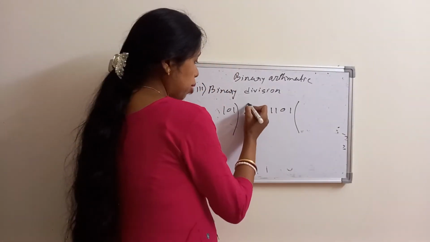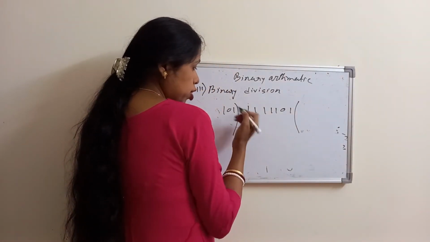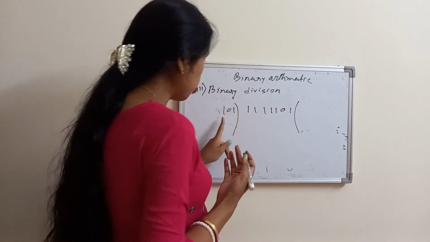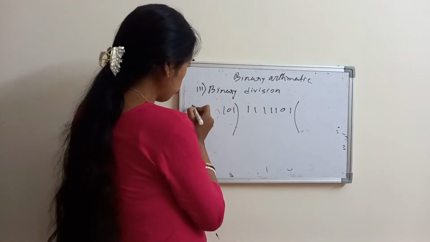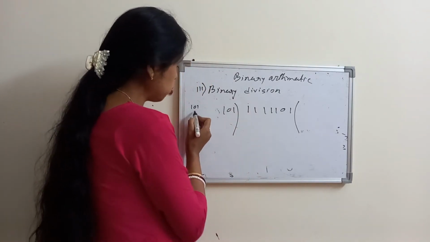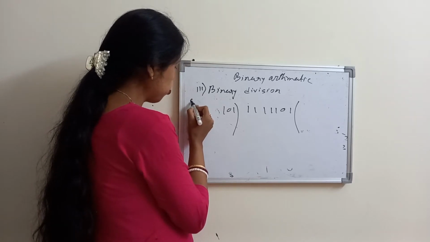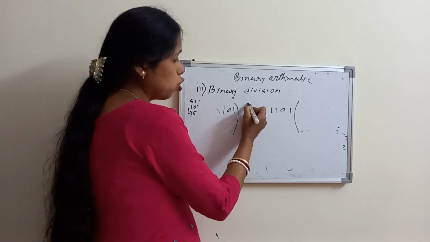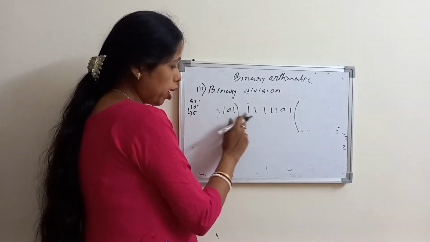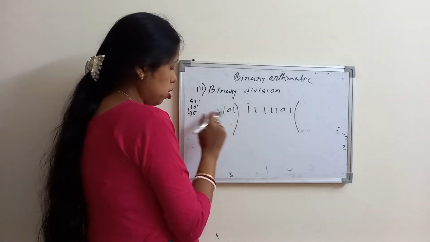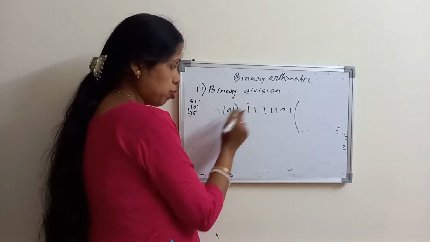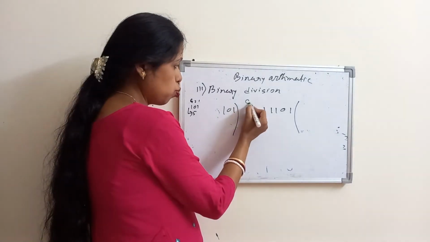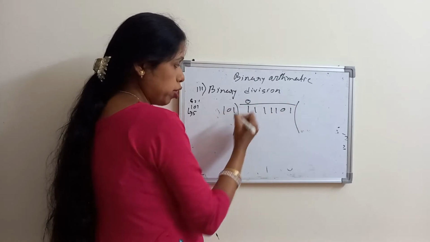Okay, so first I am taking this one. This you can see in case of the binary. Suppose you can see the 101 in case of the decimal, it will be like this way, 4 2 1, 5. 101 is the 5. Okay, so if you are taking 1, this 1 is less than this 5, so it is not divisible, so you have to put 0 here.